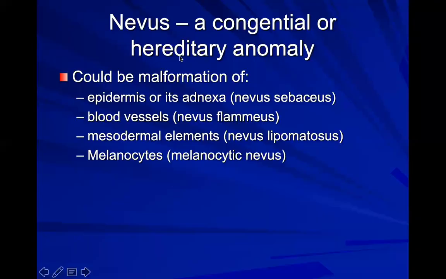What is a nevus? Well, we specify that we're talking about melanocytic nevi because a nevus is any congenital or hereditary anomaly. You can have nevi of the epidermis or its adnexa, so epidermal nevus or nevus sebaceous. Blood vessels would be a nevus flammeus. Some mesodermal elements might be a nevus lipomatosis or melanocytes, and that's why we talk about a melanocytic nevus to be specific.